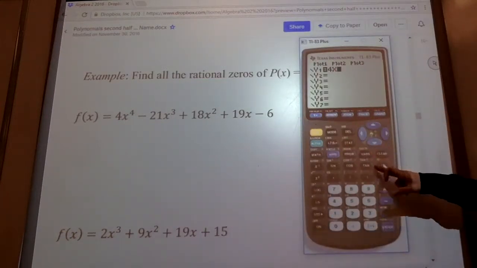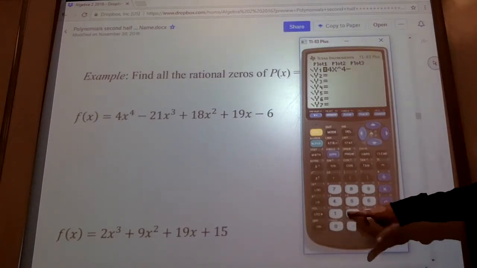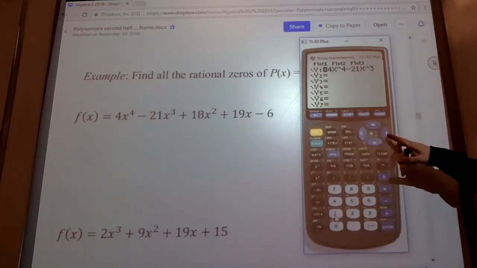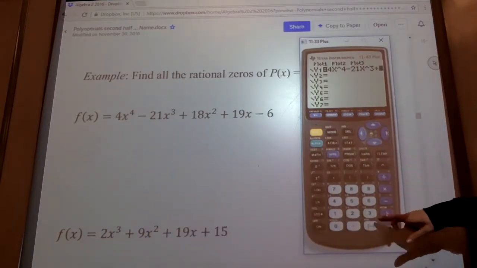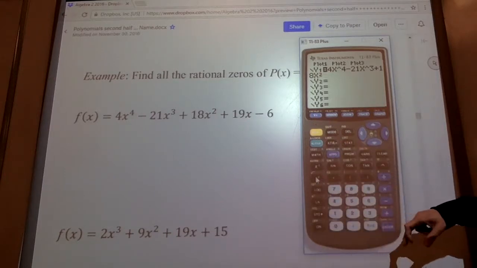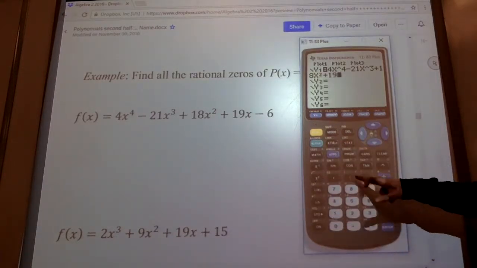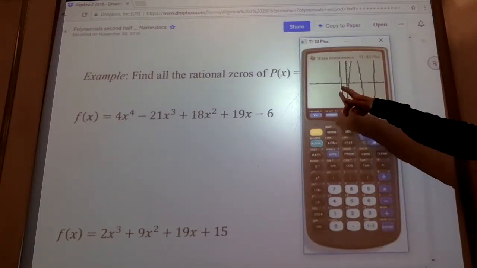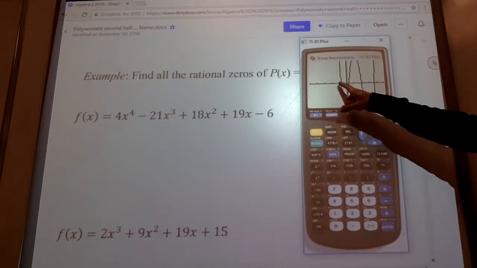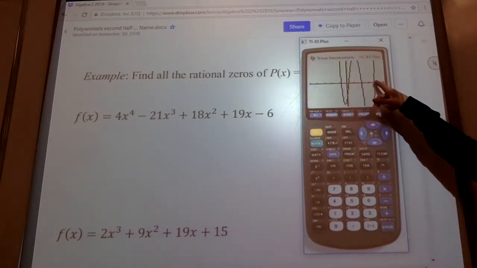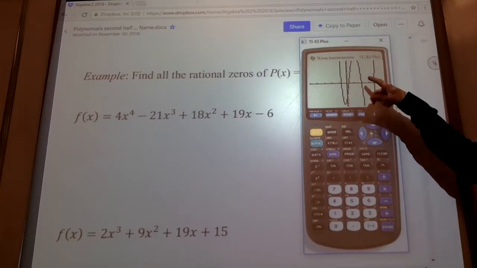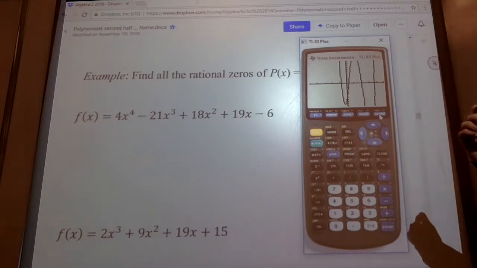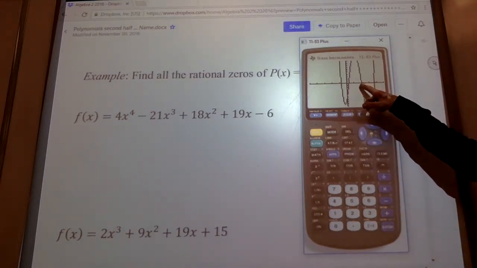So 4x to the 4th minus 21x cubed plus 18x squared plus 19x minus 6, graph. Okay. So if you look here, you see that it's crossing the x-axis in 4 spots, and those are my 4 roots. But the downfall to this graph is there's only one root that I probably know for sure, and that's the 2 right here.